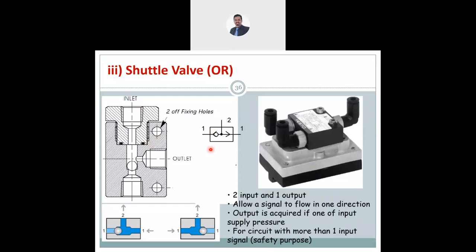So, this is the symbol in your picture. But, in actual, it will look like this. Nah, this is from Festo lah. Yang picture punya manufacturer. So you can see. So memang ada dua input. So ada dua input and you have one output. So sama macam simbol ni.